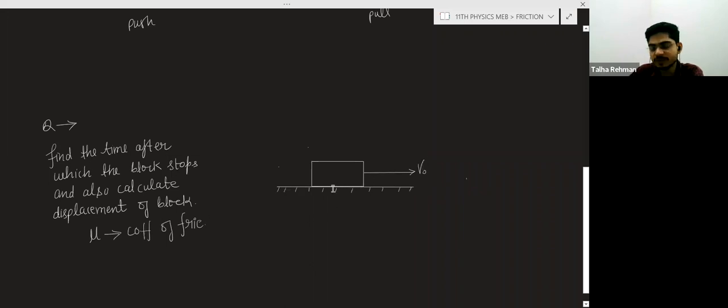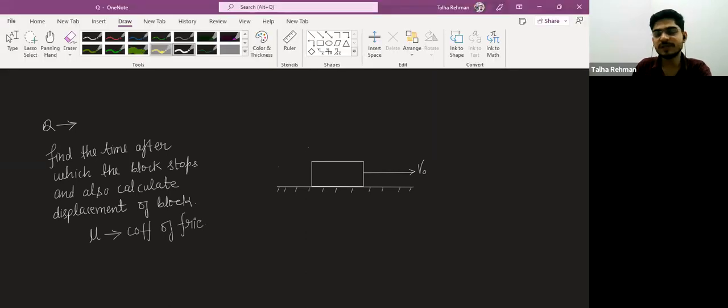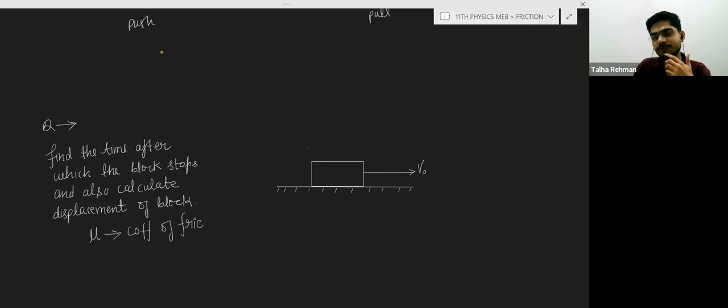Coefficient of friction is given, means you can say the surface is rough. So there will be friction. Now we will see the mechanics. We know that this block is initially moving. So during the motion, what type of friction will be there? Kinetic friction will be there.